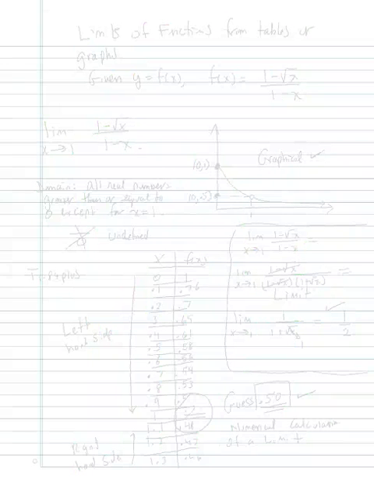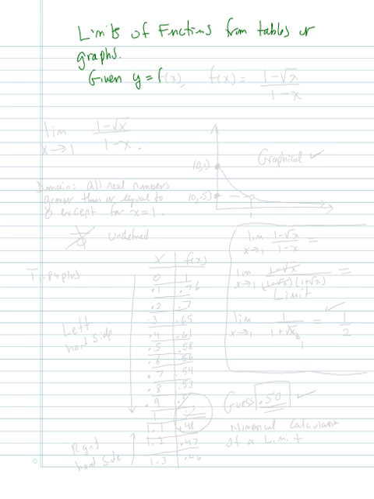Today we're going to look at limits of functions from tables or graphs. Suppose we're given y equals f of x, where f of x is defined to be 1 minus radical x over 1 minus x. And we want to calculate this limit.